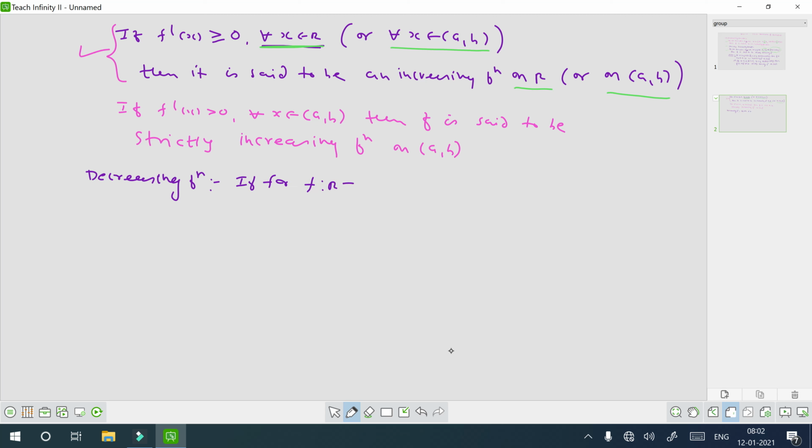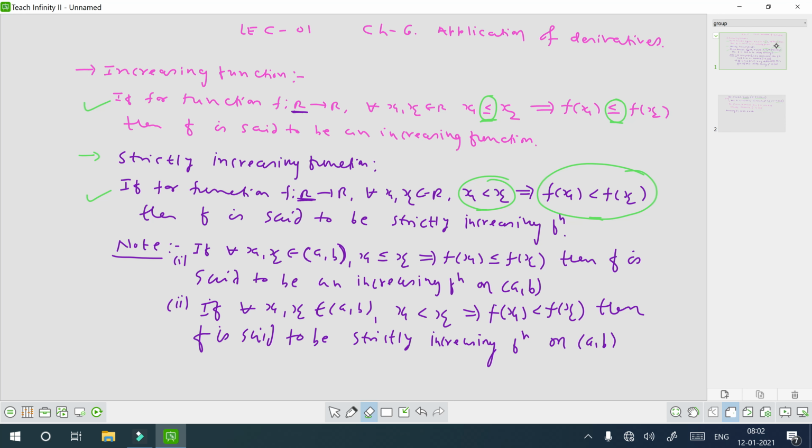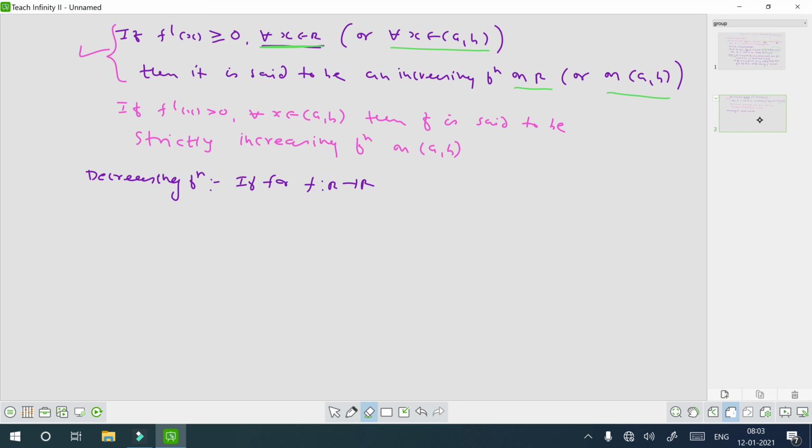For f from R to R, see here, if the order sign remains same, then it is increasing. If order sign differs, here less than or equal to, and here we get greater than or equal to, then it is decreasing function. Now see, before that, let us consider one example.